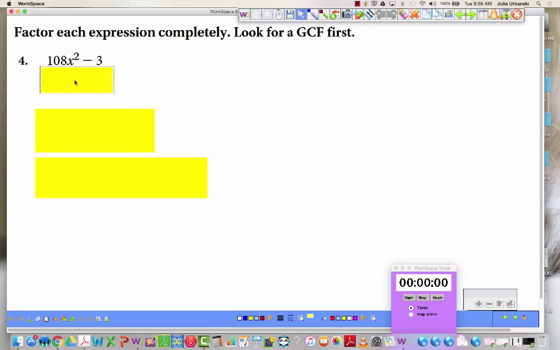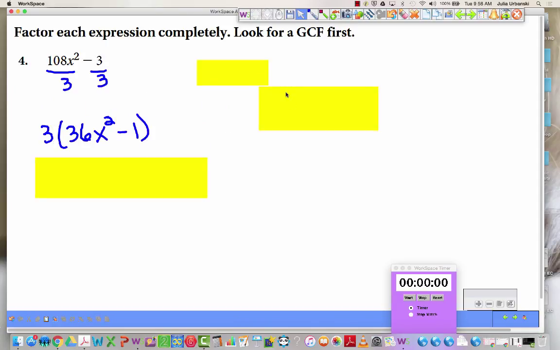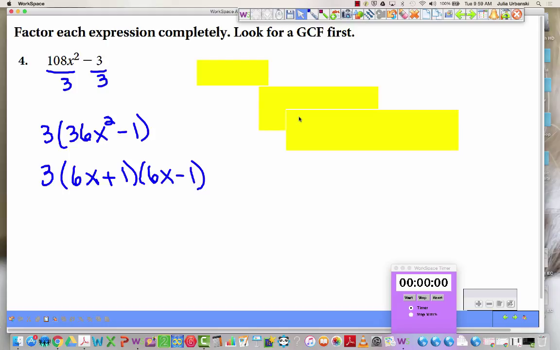Number 4, what can this divide by? 3. Good. Divide everything by 3. Then what? 36. Good. 36x squared and then minus 1. This one was one where you make it a plus and a minus because there was no middle term there. You only can do that when the middle term is gone.